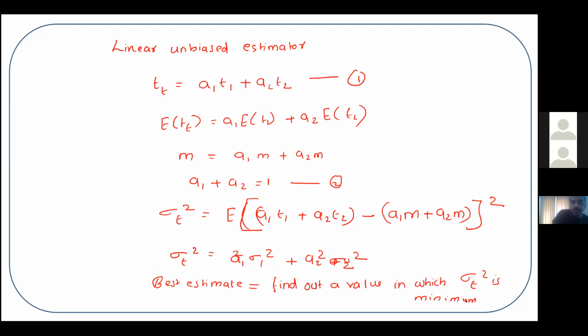Okay, that's the purpose. So you need to minimize this value with respect to A1 or A2 to find out the best estimate of the state. That's what we call the best estimate. So how do we find out the minimum value? It's simply by differentiating this sigma T square with respect to A1, and we equate this to zero. It can be A2 also, it doesn't matter.